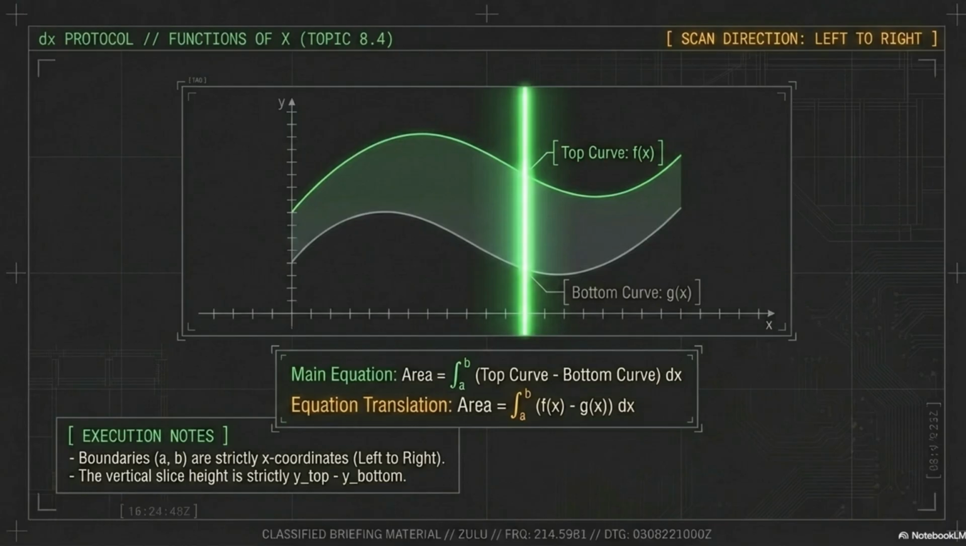Executing the dx protocol for topic 8.4. When thickness is dx, we scan the territory from left to right. The boundaries a and b are strictly x-coordinates. The vertical slice height is defined by the top curve minus the bottom curve. Your mathematical directive is the integral from a to b of f of x minus g of x.